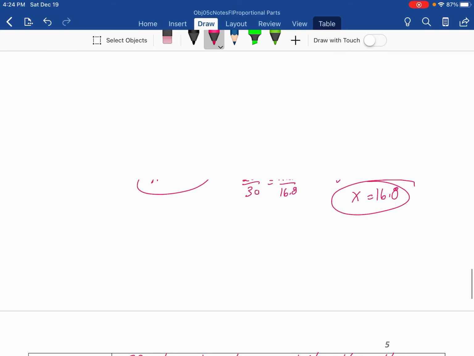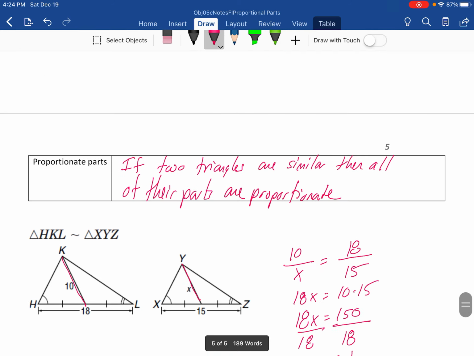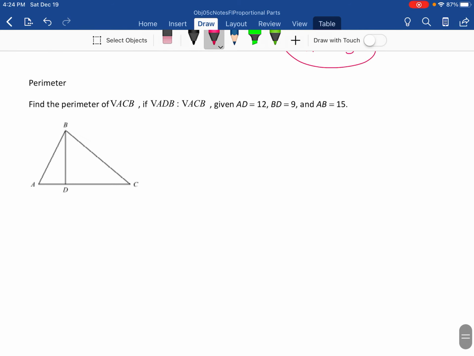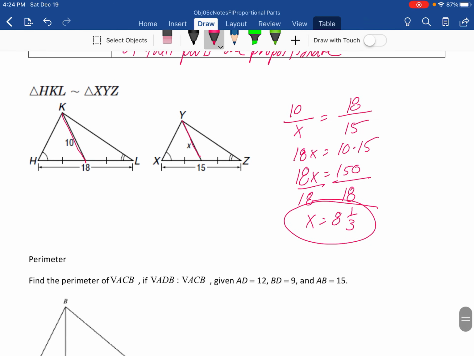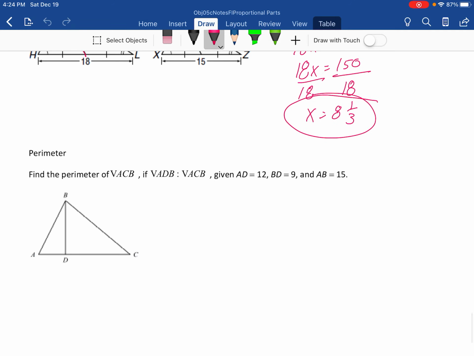Also, the perimeters are going to be similar. So the altitudes are similar. So anything that you have, any part is going to be similar. Perimeters are also going to be similar.